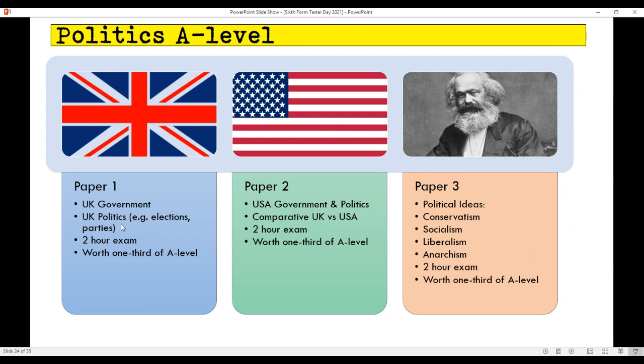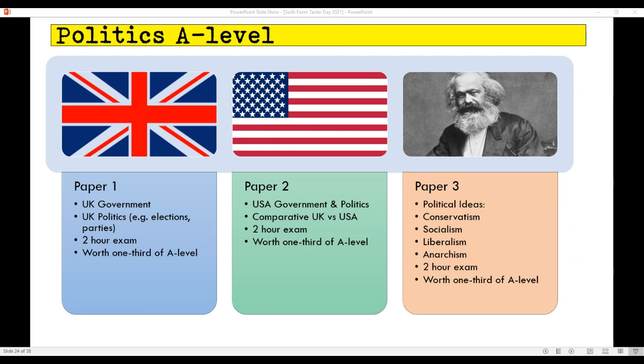Paper one on the far left there, UK government and UK politics. Both paper one and paper two are sort of divided along those lines, government on the one hand, politics on the other. It's sort of a division of the course, and I tend to cover the government side of things. The other teacher, Mr. Snare, tends to cover the politics side of things. Two-hour exam, worth a third. And in the middle here, paper two.